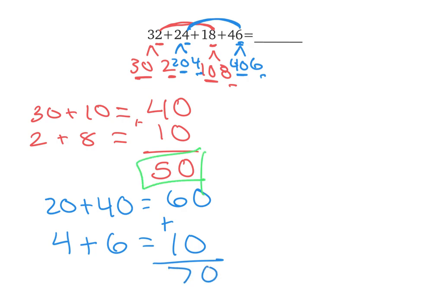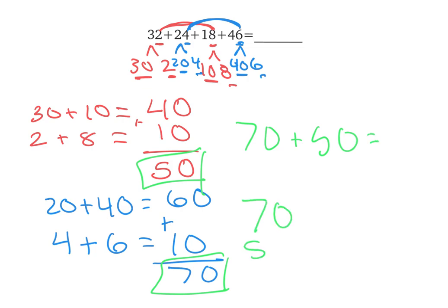Now we have 50 and 70 left. We can either add it horizontally or vertically. No, that gets me to a 0. And 7 plus 5 gets me to 12. So our final answer is 120. So 32 plus 24 plus 18 plus 46 gets me to 120.